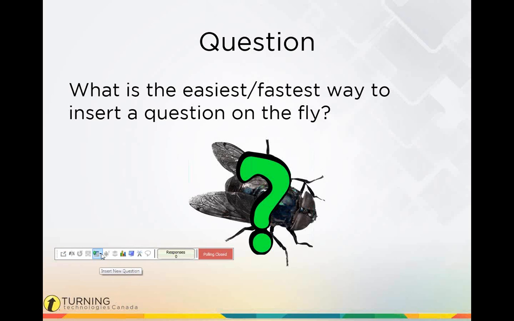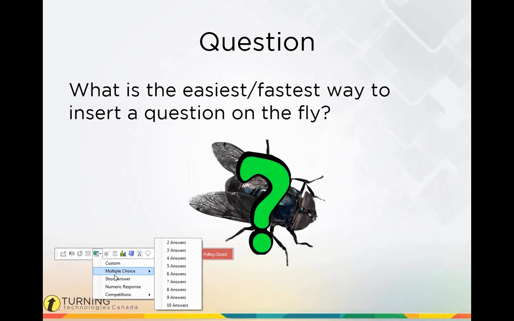From the TurningPoint toolbar, there's a button here with a little drop-down arrow beside it, which is your question on the fly option. In here, you've got a bunch of quick options. If you just wanted to verbally ask a question and didn't want to type everything in, you can do a quick multiple choice 2, 3, 4, 5 answer option. It's not going to put your answer choices in there.